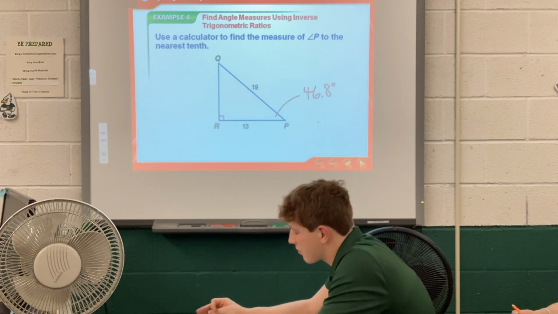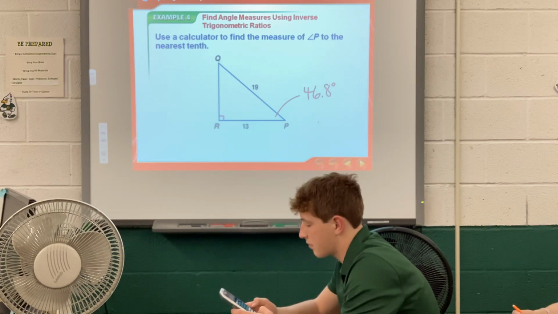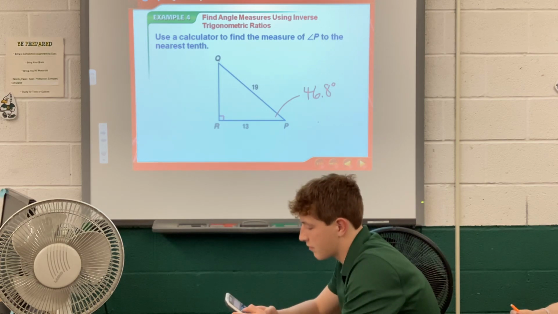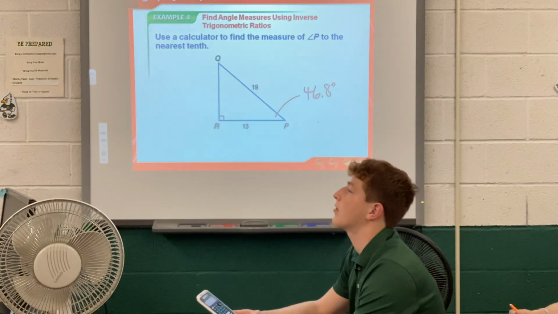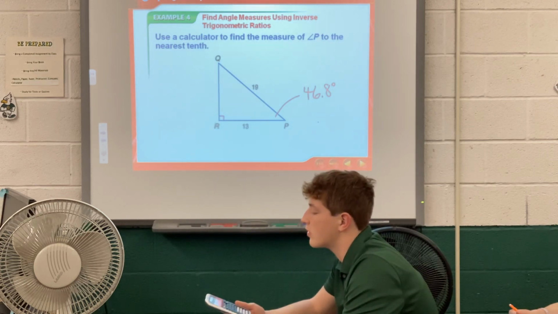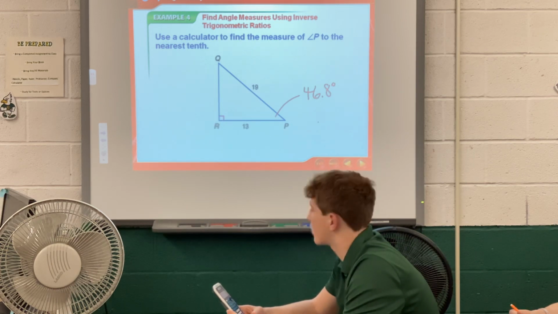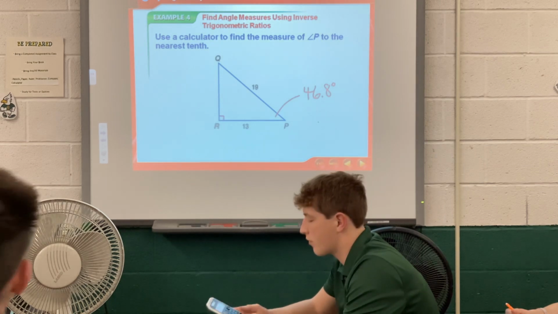So what's angle Q? If you want to practice like Gabriel, you would say 43.2, second sine of 13 over 19. Or I can just simply subtract it. What is little p?